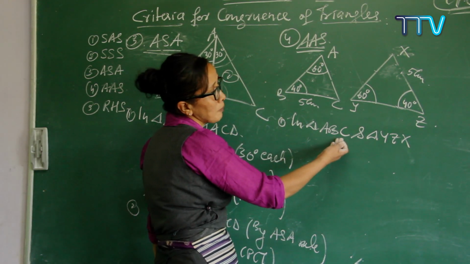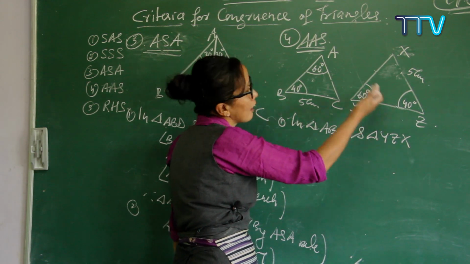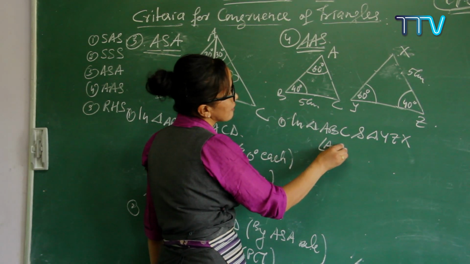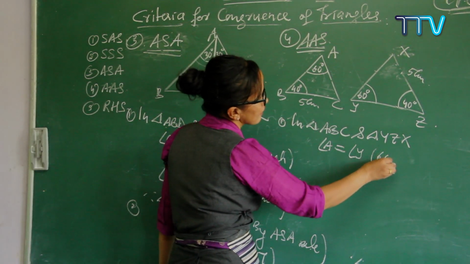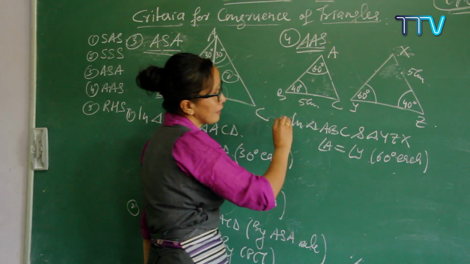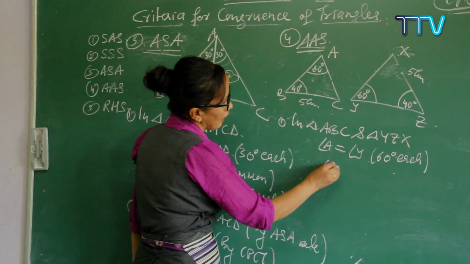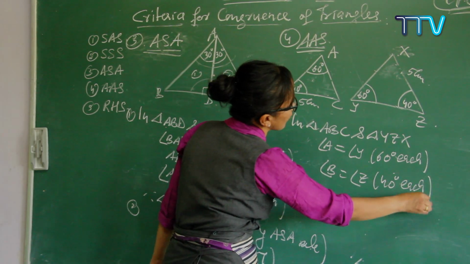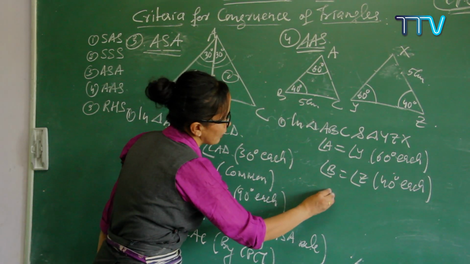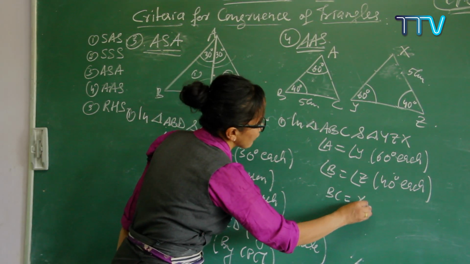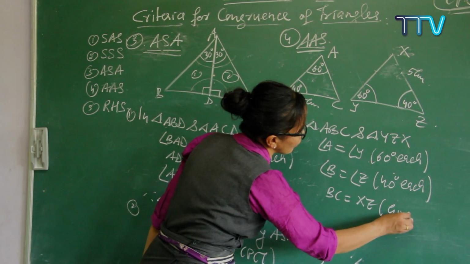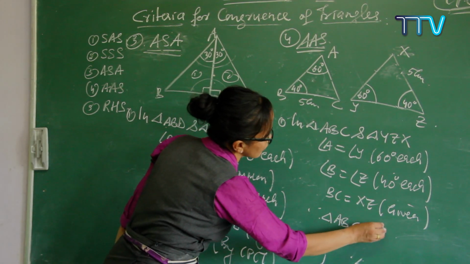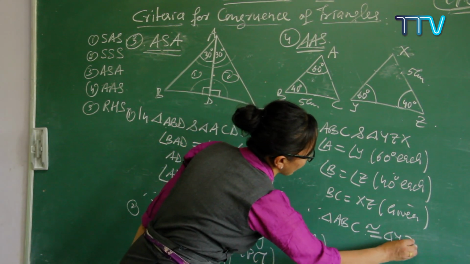So now see, triangle ABC and triangle YZX. Now write it down. Which two angles are equal? Angle A is exactly equal to angle Y, 60 degrees each, and the next one, angle B is exactly equal to angle Z, that is 40 degrees each. And which one is the last side? Side BC. BC is equal to XZ, so that is given, you can write it down like this. So therefore triangle ABC is congruent to triangle YXZ.